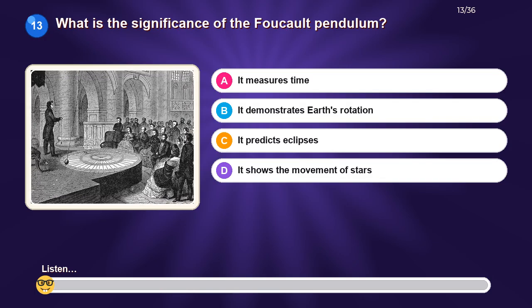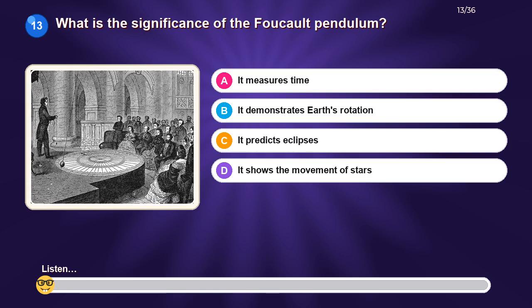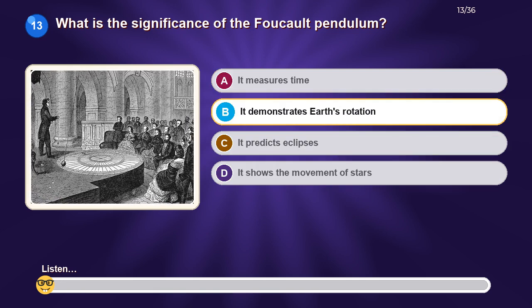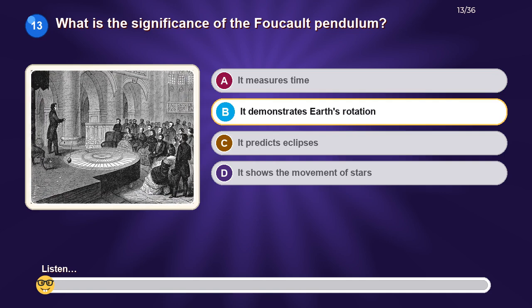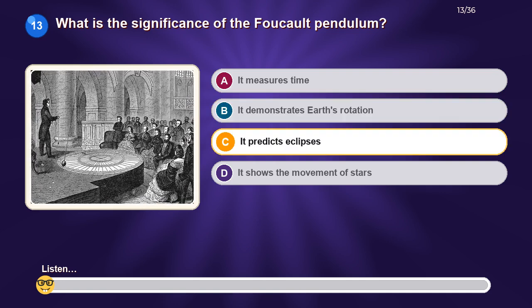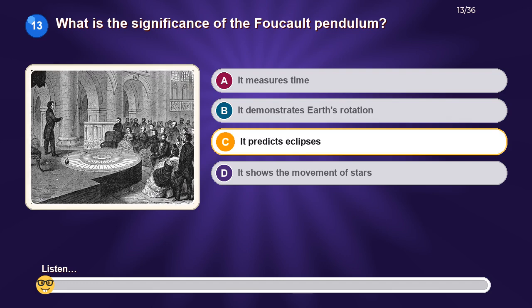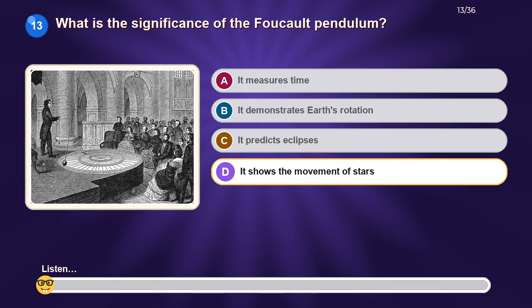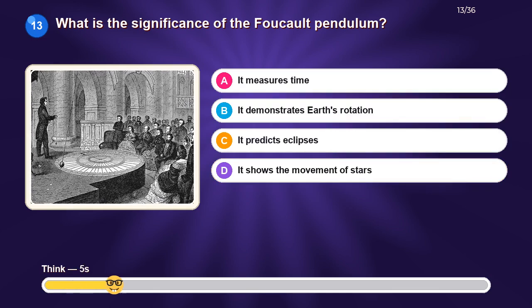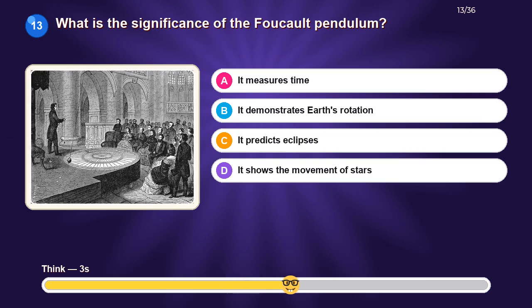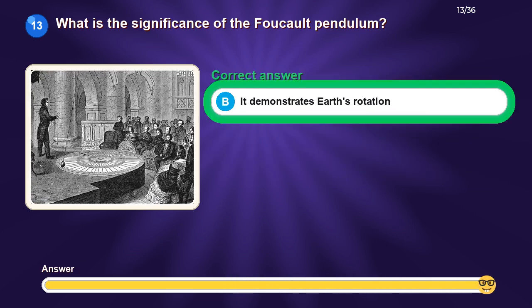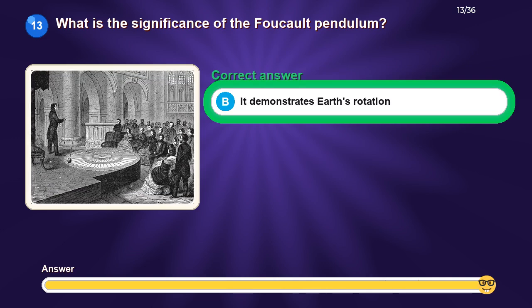What is the significance of the Foucault pendulum? Option A. It measures time. Option B. It demonstrates Earth's rotation. Option C. It predicts eclipses. Option D. It shows the movement of stars. The correct answer is, it demonstrates Earth's rotation.